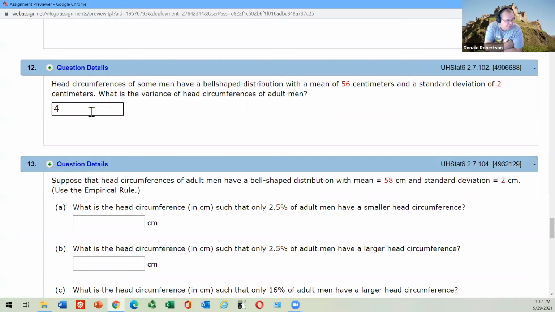Would you agree in this question, they didn't need to tell you the mean was 56 because it didn't matter? Because the only thing you need to get the variance is the standard deviation. We don't care what the mean is, it doesn't change the answer. That question would have been a lot easier if they just told you the standard deviation was 2, what is the variance, right? Wouldn't that be a much easier question?